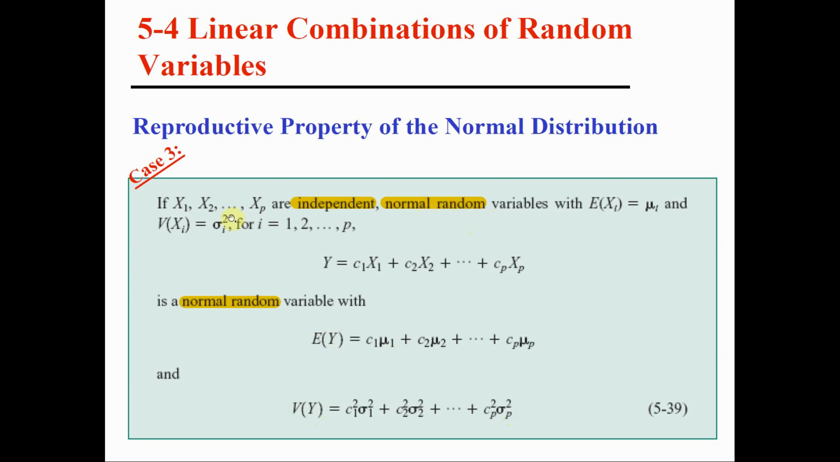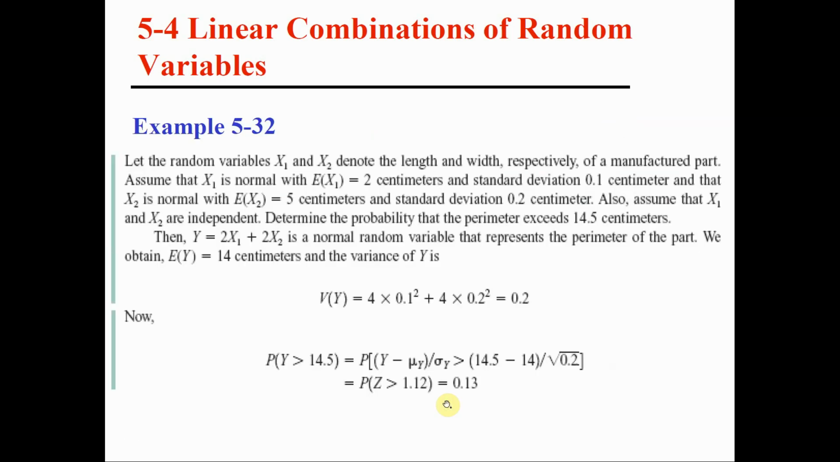In short, if x1 and x2 are normal, then y is also normal. So bear with me and notice that we say that y is defined to be the linear combination c1x1 plus c2x2 and so on plus cp xp. First of all, the distribution of y is also normal with this expected value and this variance. This is our case 3. I think it will become even better with the example.